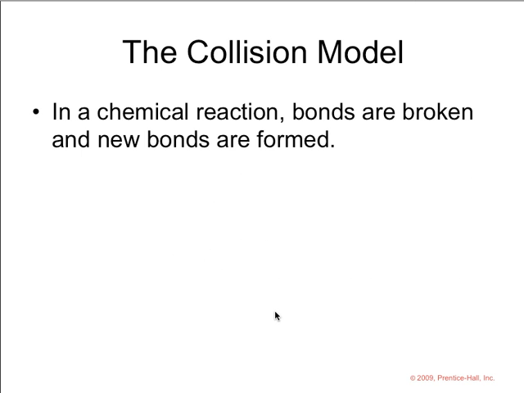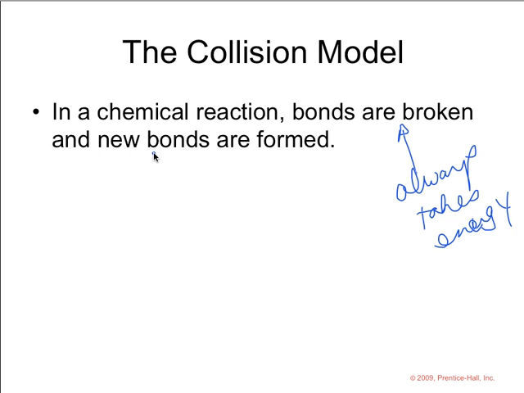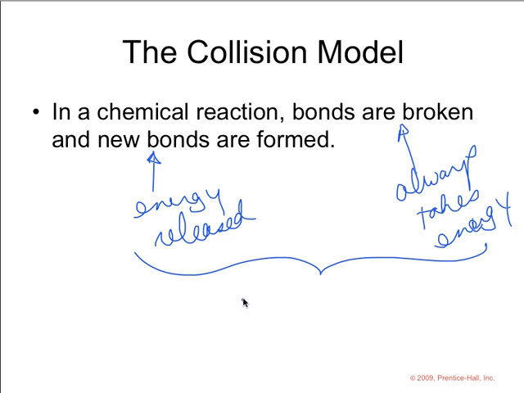Okay, so let's begin with the collision model. In a chemical reaction, bonds are broken and new bonds are formed. Please remember that it always takes energy to break a bond. It is always an endothermic change. When new bonds are formed, energy is released. These two things taken together determine whether the overall chemical reaction is exothermic or endothermic.